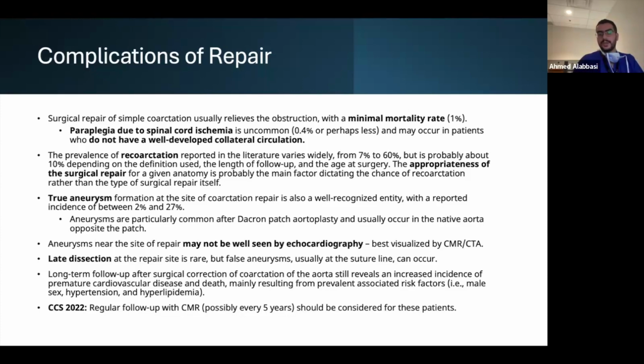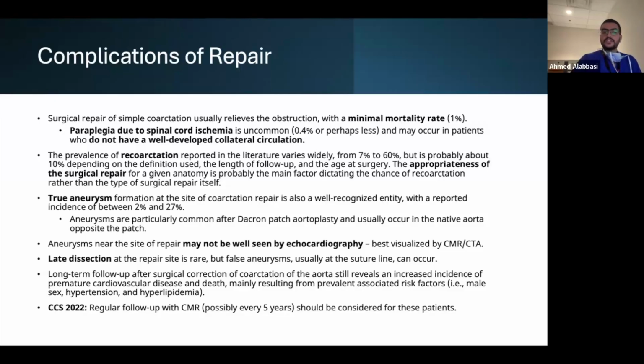If a transcatheter repair was done to someone with associated arch hypoplasia, then obviously the incidence of recoarctation would be higher. So just how appropriate the repair is does define the chance of recoarctation.